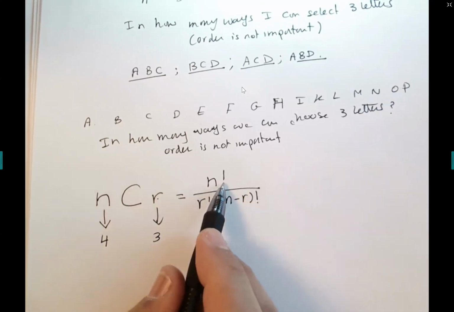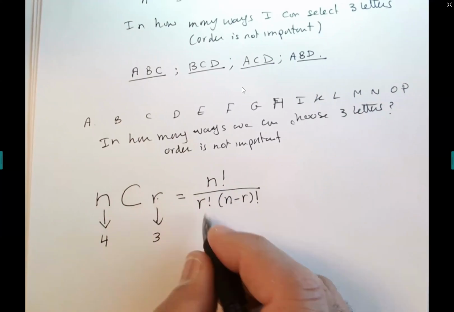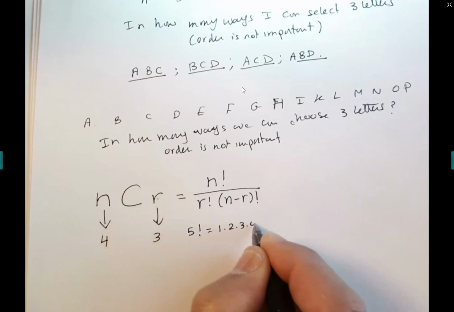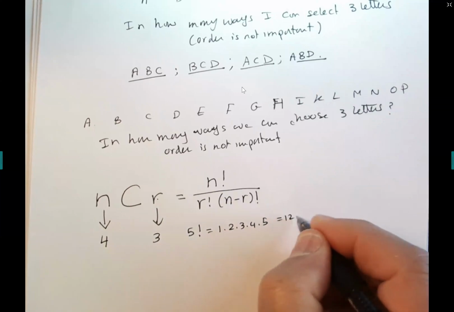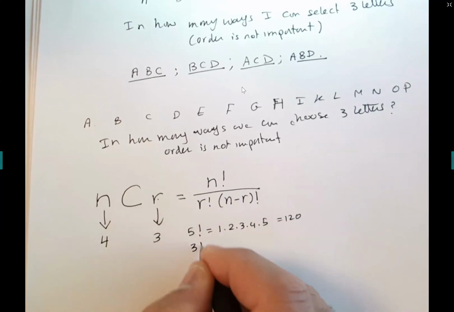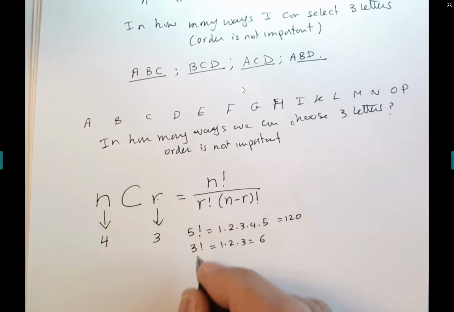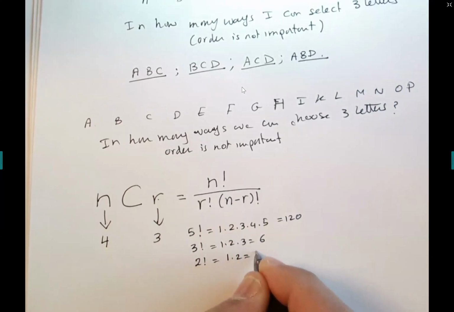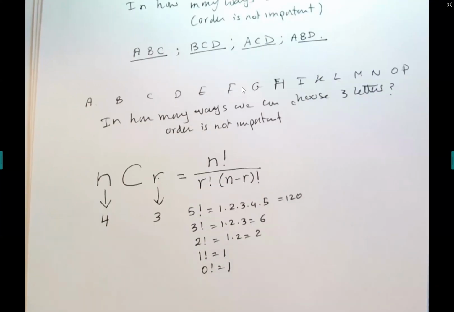Let me tell you what this is. This is not an exclamation mark. It's called factorial. Let me tell you what it means. If someone asks you to find 5 factorial, it means 1 times 2 times 3 times 4 times 5. That's what 5 factorial is, which is 120. If someone asks you to do 3 factorial, it's 1 times 2 times 3, which is 6. If someone asks you to do 2 factorial, which is 1 times 2, it turns out to be 2. 1 factorial, guys, is 1, and 0 factorial also is 1. So this is what a factorial is.